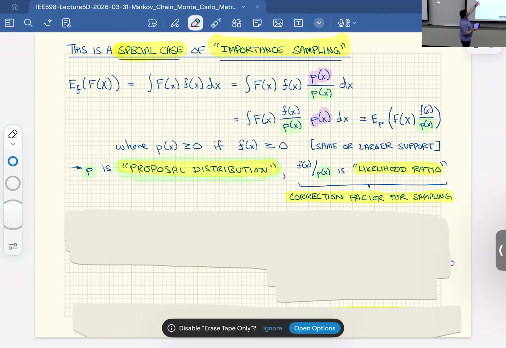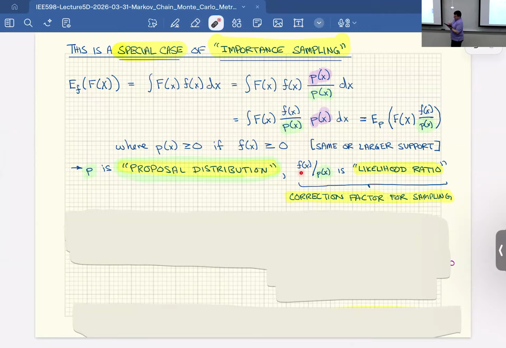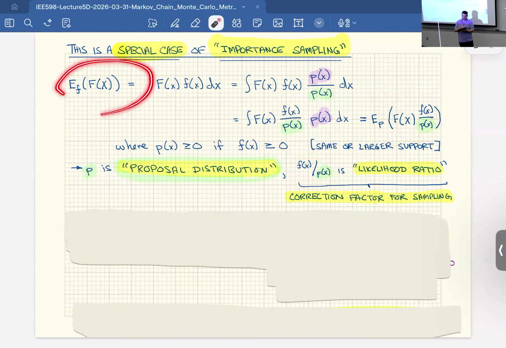So we call this P a proposal distribution. We're going to see that term a lot. We call that ratio a likelihood ratio. It's a correction factor for your sampling. So you can think of this density in the numerator as how often the temperature happens in the real world. This in the denominator is how often the terrible temperature is going to happen in our bizarro world. And so this ratio here helps us scale outcomes from the bizarro world into numbers that, when you take the average, are going to give us the correct proportion in the real world.